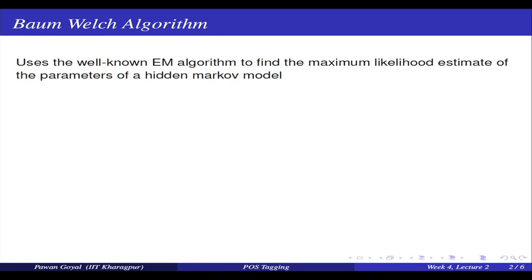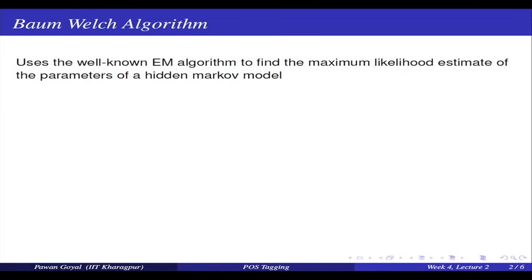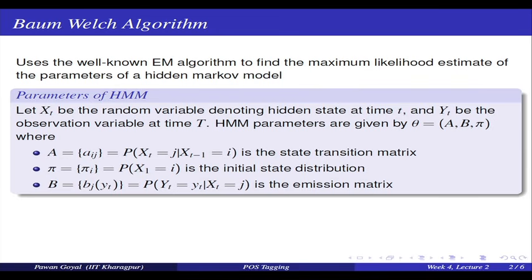So Baum-Welch algorithm, as I was saying, is a well-known EM algorithm to estimate the maximum likelihood for the parameters of the HMM. So what are the parameters of HMM that we want to estimate? Let me just formally define them, and then we will see how we estimate them using Baum-Welch.